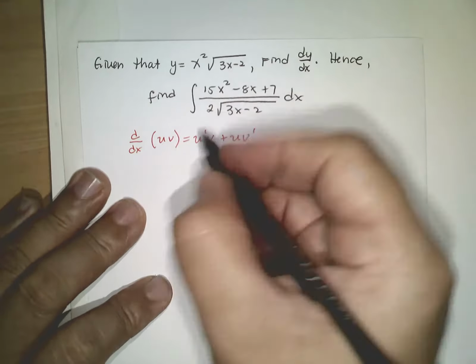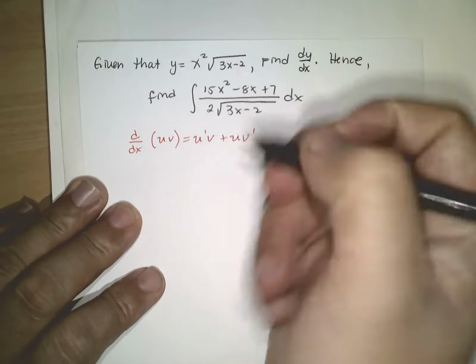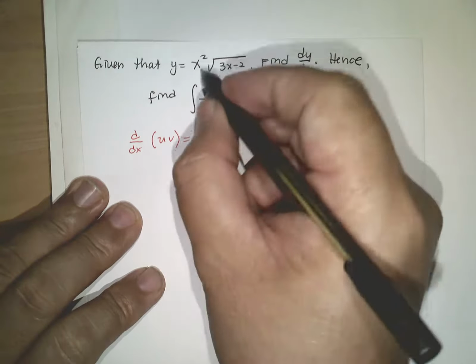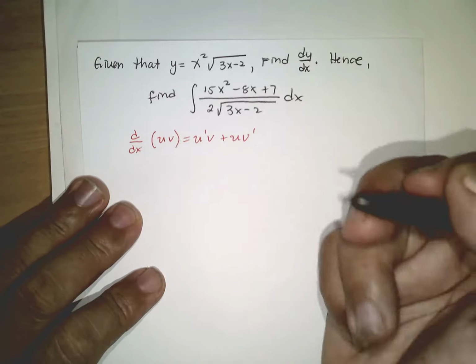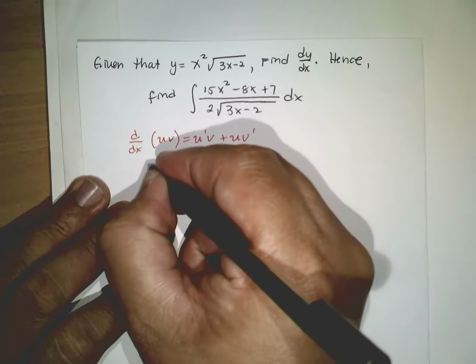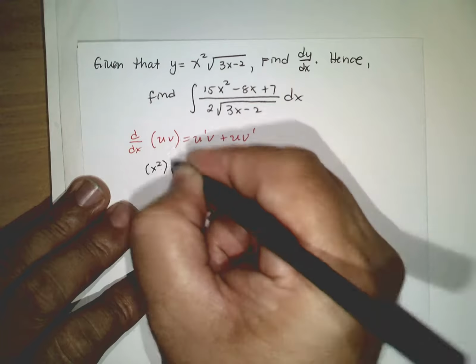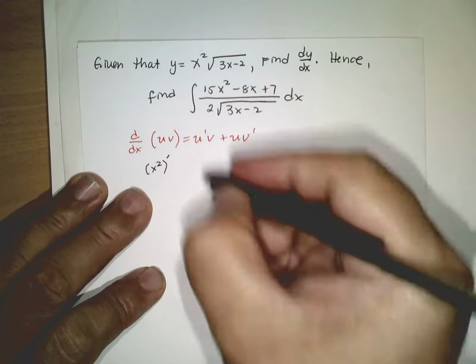So let's take the derivative of that. So u prime, the derivative of x squared, or I'll just do it one by one, so some of you will not get confused. This symbol means prime, okay?